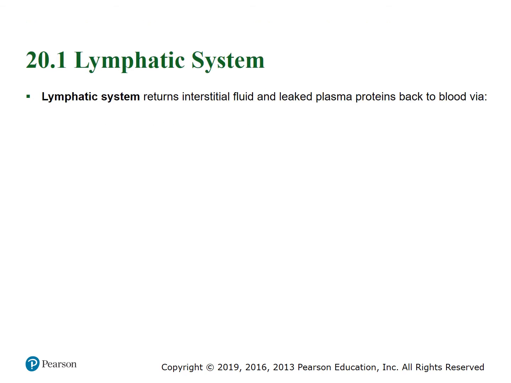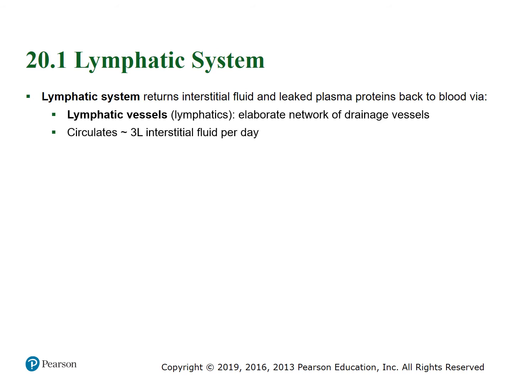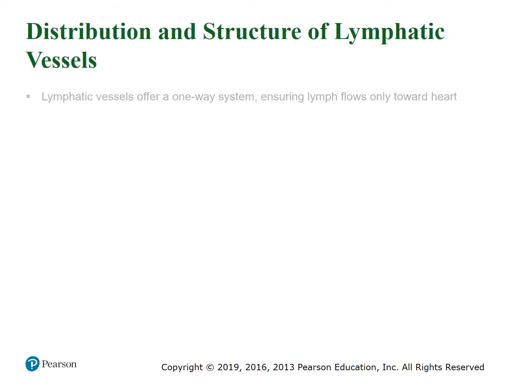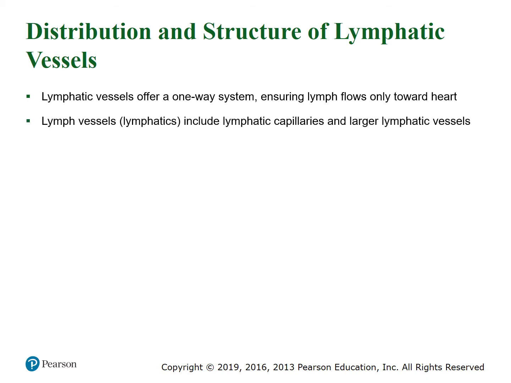So the way that the lymphatic system is going to return this interstitial fluid and these plasma proteins back to the blood is via lymphatic vessels. This is an elaborate network of drainage vessels. It's actually as extensive as the circulatory system. The lymphatic system is going to circulate about 3 liters of interstitial fluid per day. And once it enters the lymphatic system, this is when it is called lymph. So this is a one-way system, and lymph is going to flow only towards the heart.